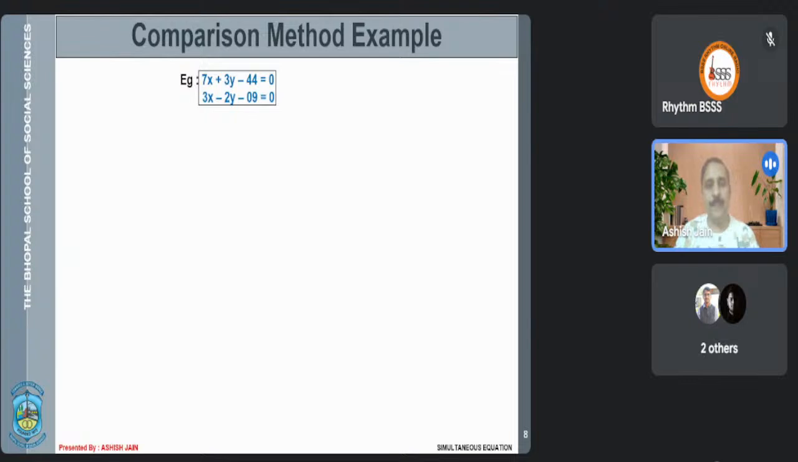Let us take an example. Suppose we have the equation 7x plus 3y minus 44 is equal to 0. The second equation is 3x minus 2y minus 9 equal to 0. So again, I write it in proper equation form.